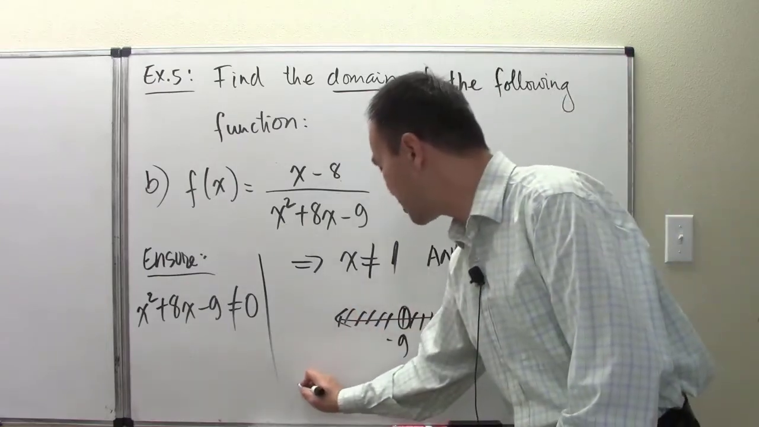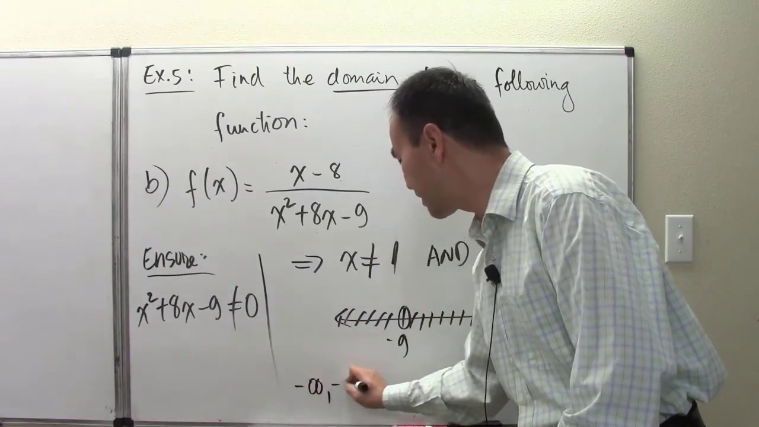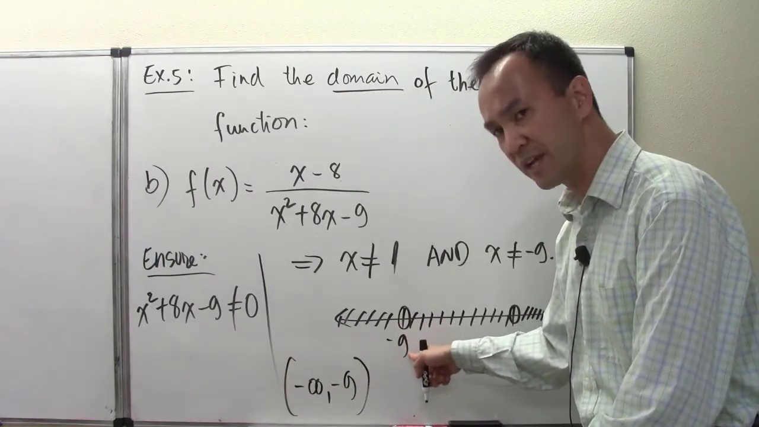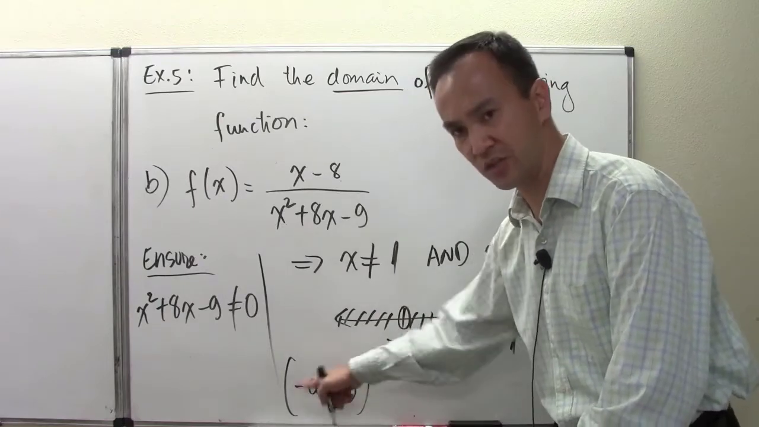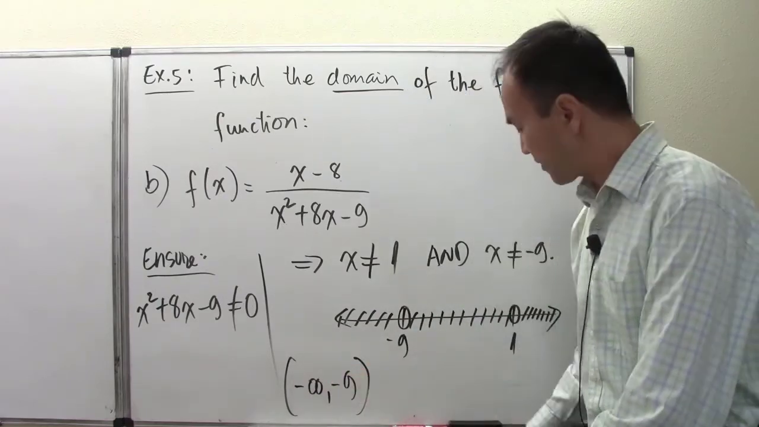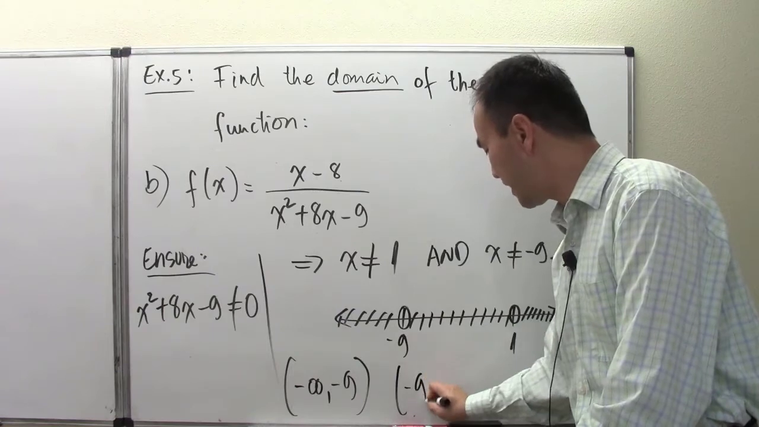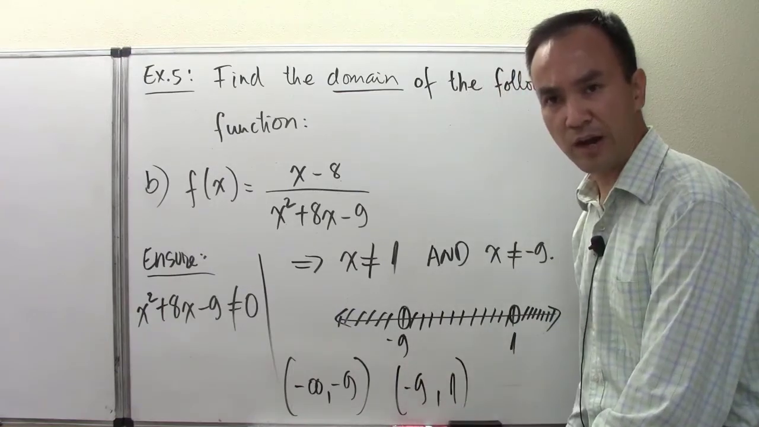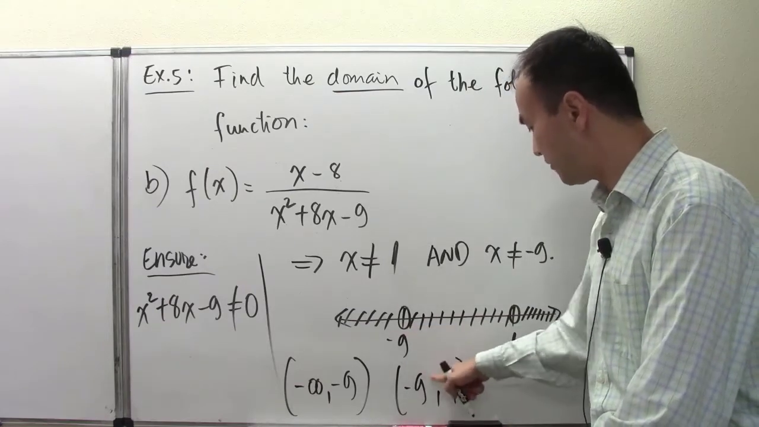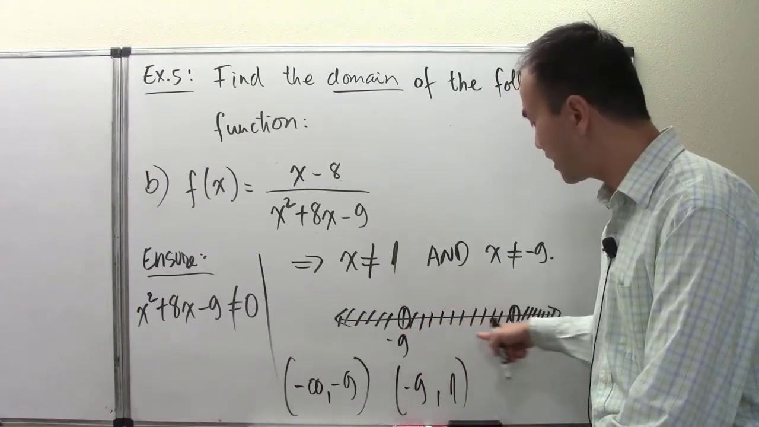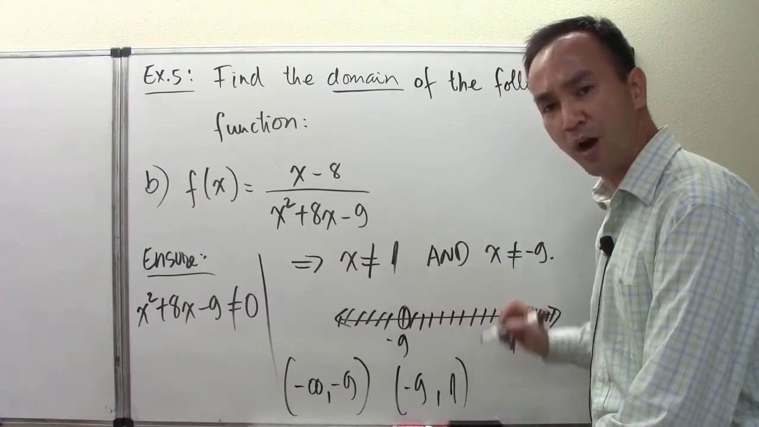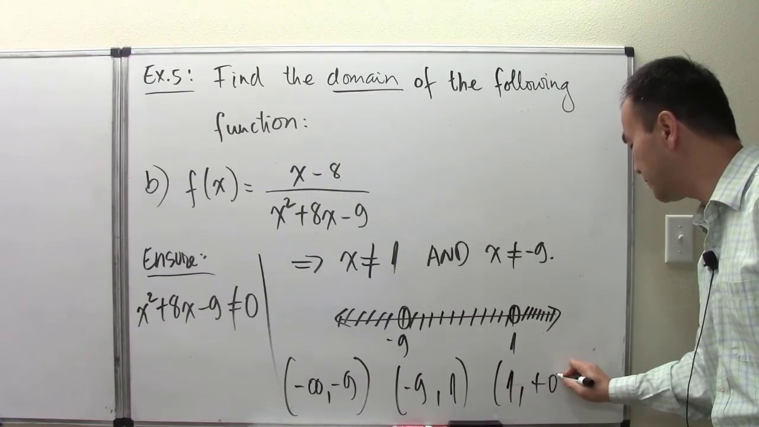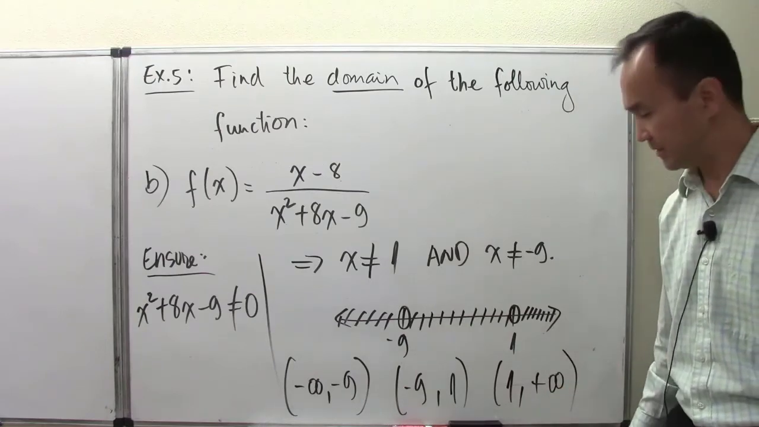One interval is between negative infinity and negative 9. And of course, we don't include negative 9, so it makes perfect sense to use parentheses. We will take all values between negative 9 and 1, again with round parentheses, because we're not including either of these two. And then we go between 1 and positive infinity. And now we take a union.